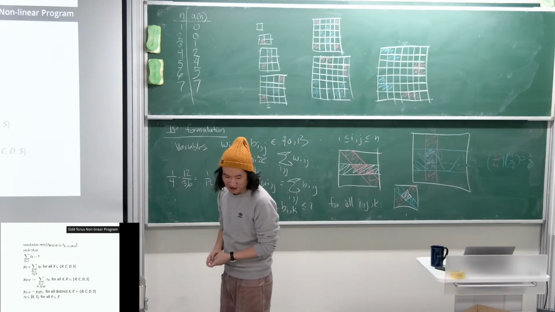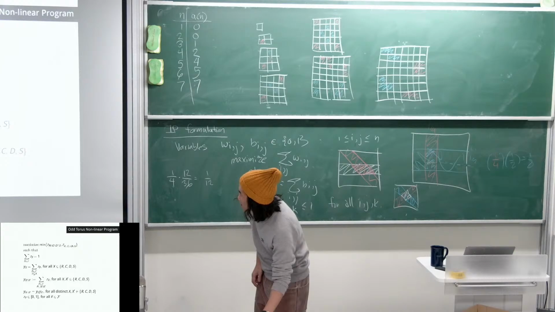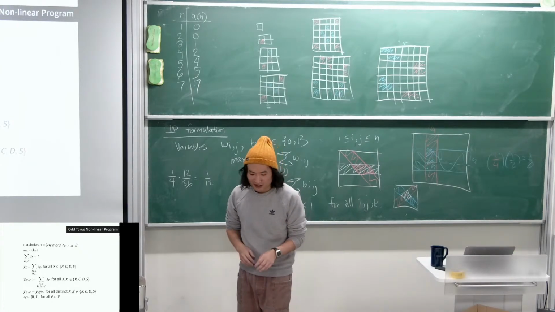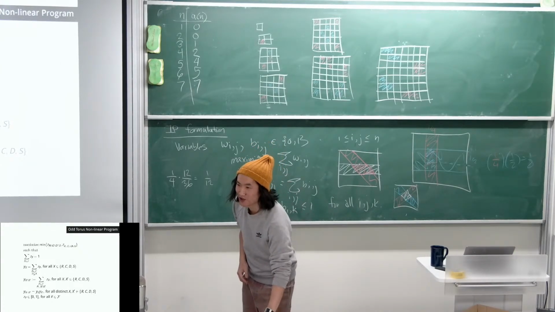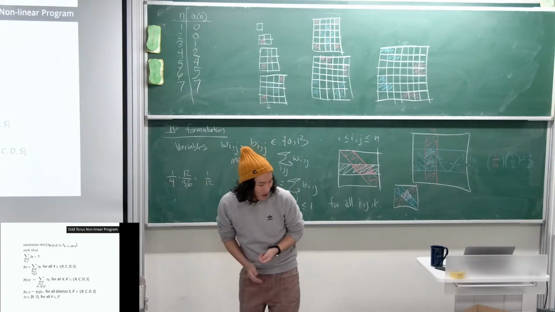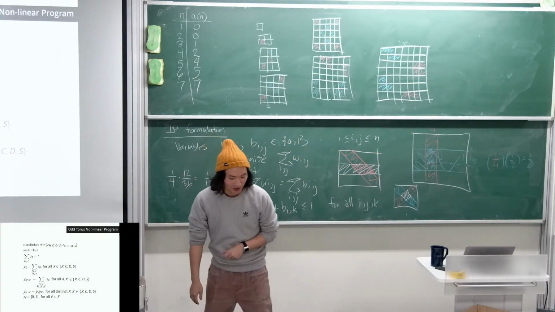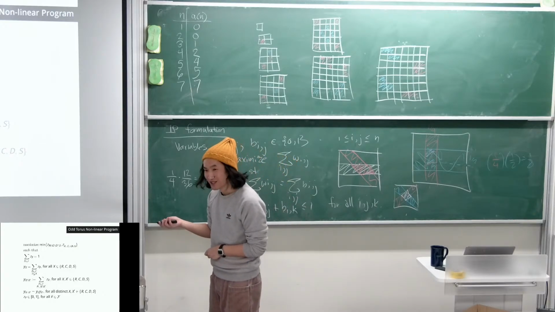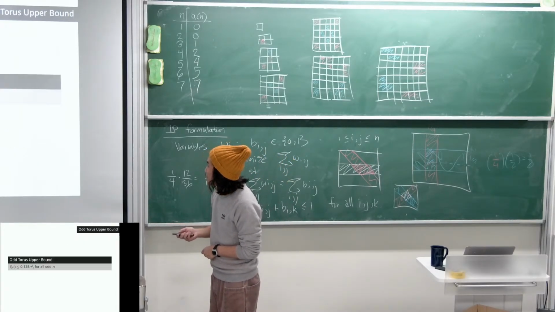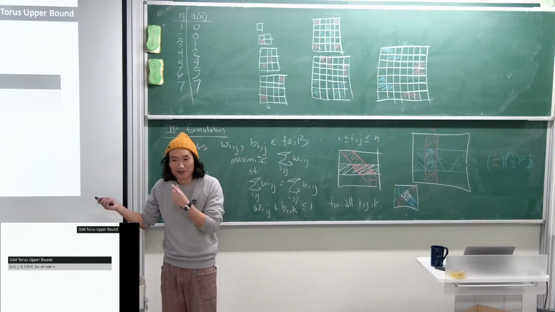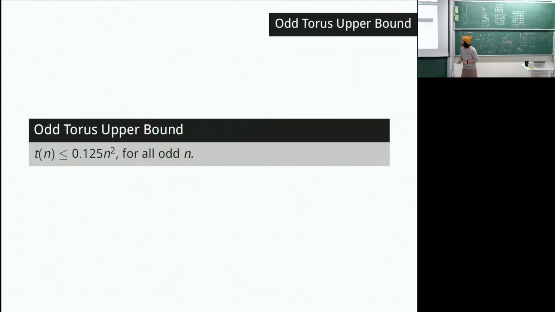Right. So this is some nonlinear program, and all we do is plug it into our favorite solver that does this for us. Actually, this one we did by hand. You can solve this by hand if you want. And it outputs 0.125 n squared, right? So this is an upper bound, but this is also what the computer spits out, right?